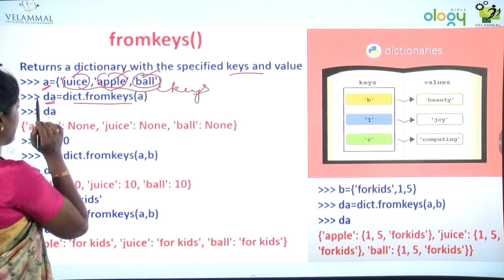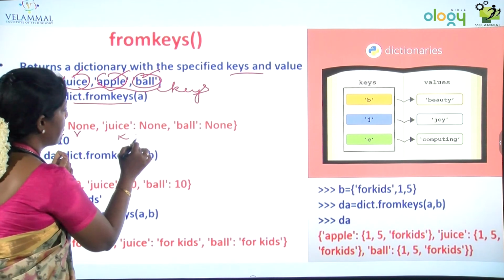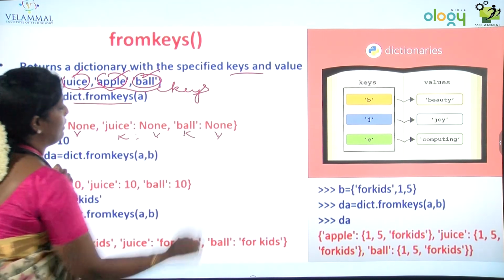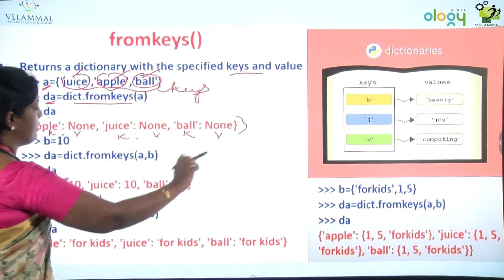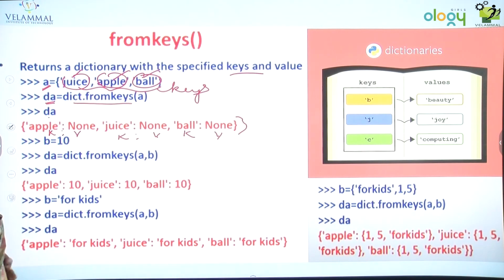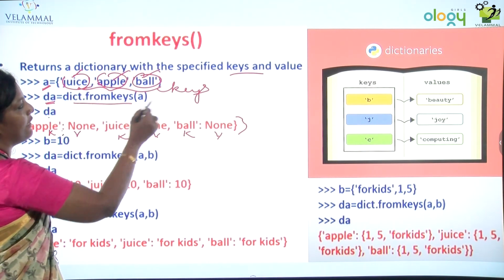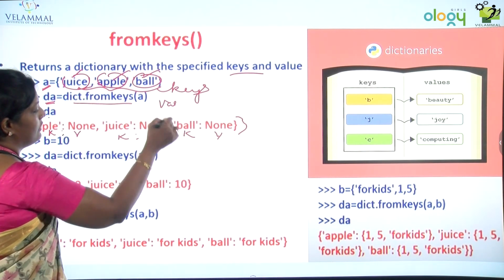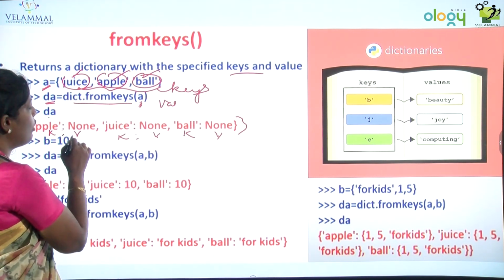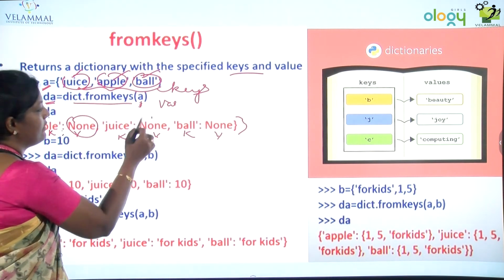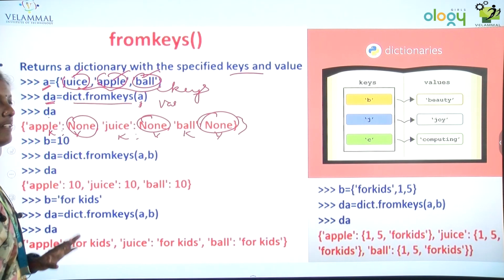Okay? When I'm printing it, see, this is key, this is value, this is key, this is value, this is key, this is value. Right? With open braces and close braces. Got it? Right? When your keys are taken and no values are given, I've not declared any value. So by default what will it take? None. The value of each key is going to be taken by default as None.